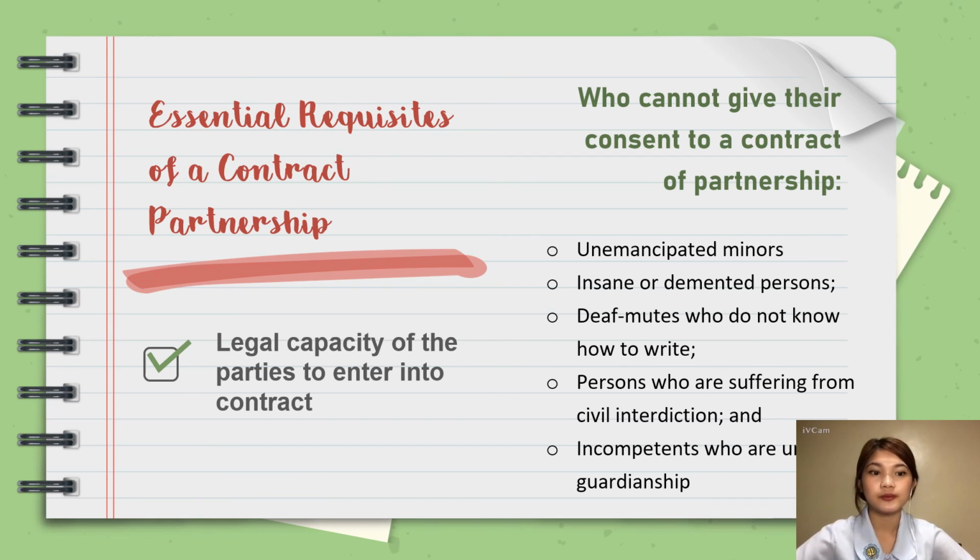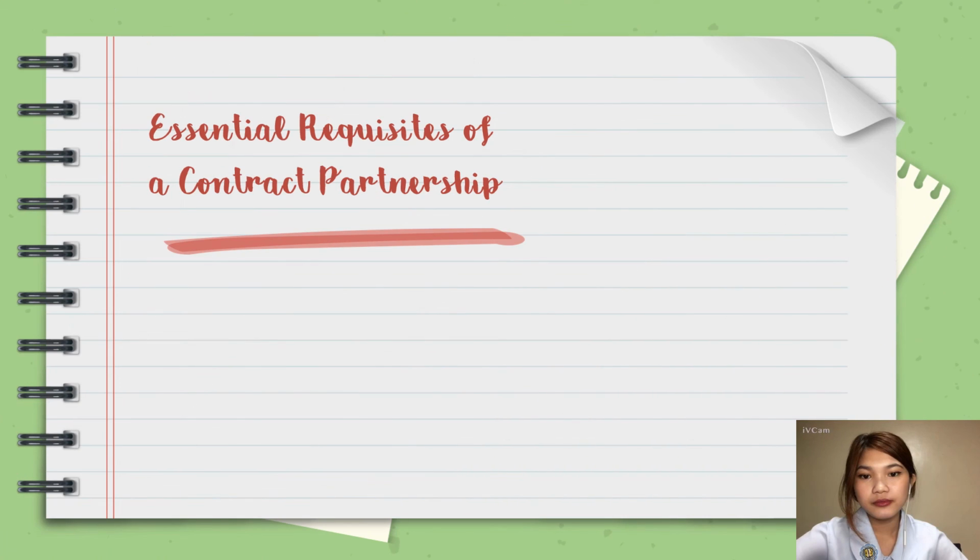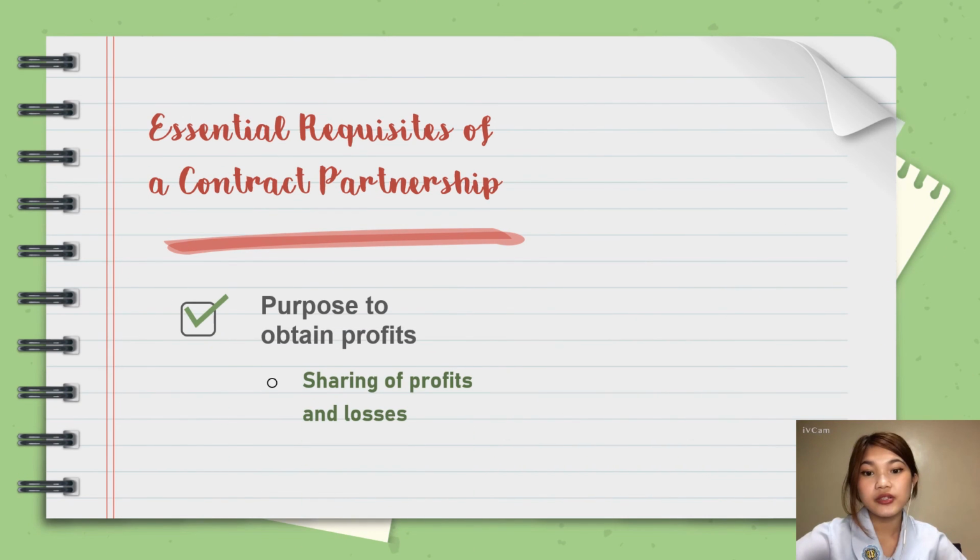Next, the essential requisite of a contract of partnership is the purpose to obtain profits. The main purpose of creating a partnership or any business enterprise is to gain profits from the operations. Upon doing so, they should also recognize the sharing of profits and losses among the partners. There are instances where the contract states how the profit and loss shall be distributed among the members in accordance with their agreement. In cases where it is not indicated, the profits and losses shall be equally distributed among the partners.